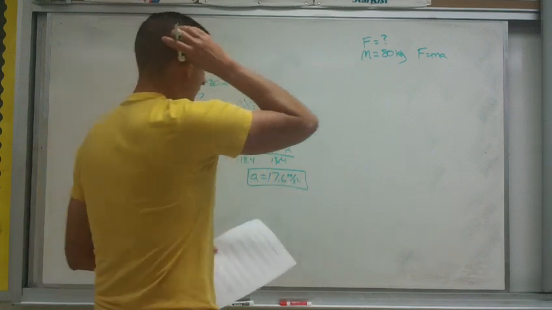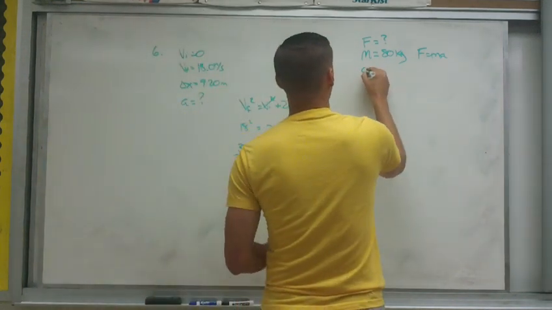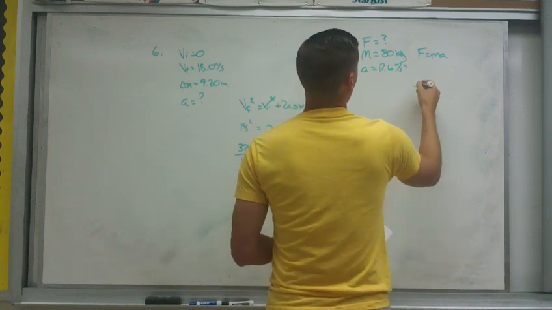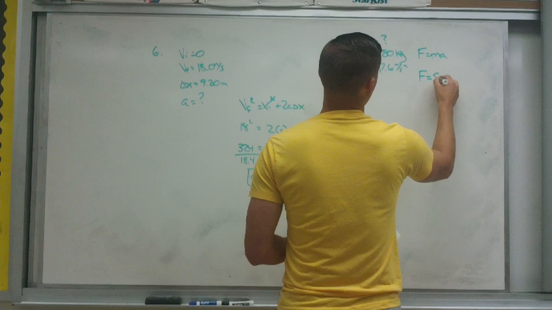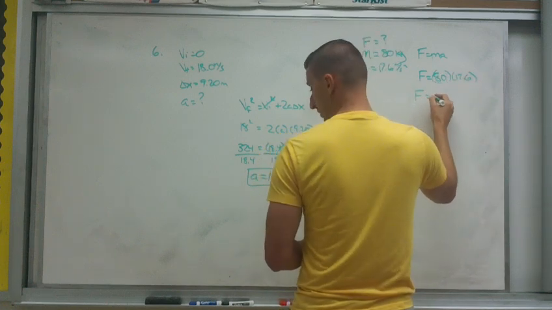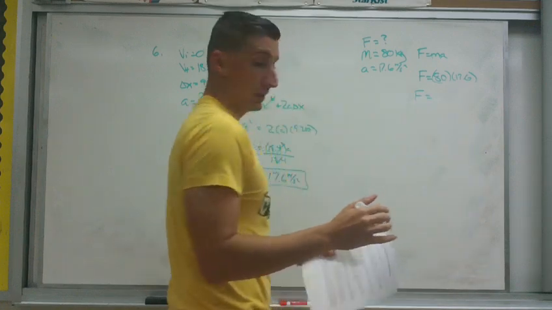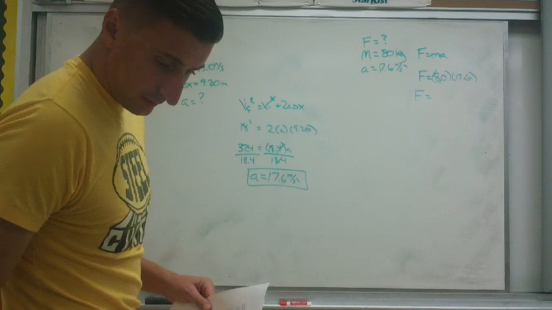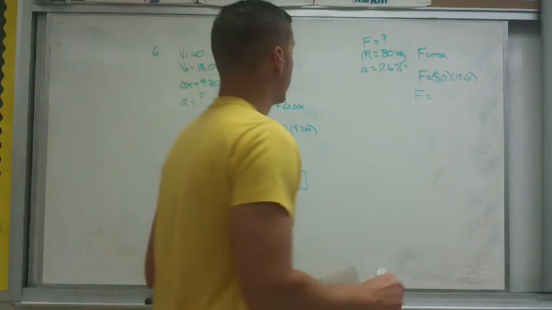Okay? So now I can use this. I'll add this to my list over here. I get A equals 17.6 meters per second squared. I plug in F equals M, which is 80, times A, which is 17.6. The force required is 80 times 17.6. I get 1,408.